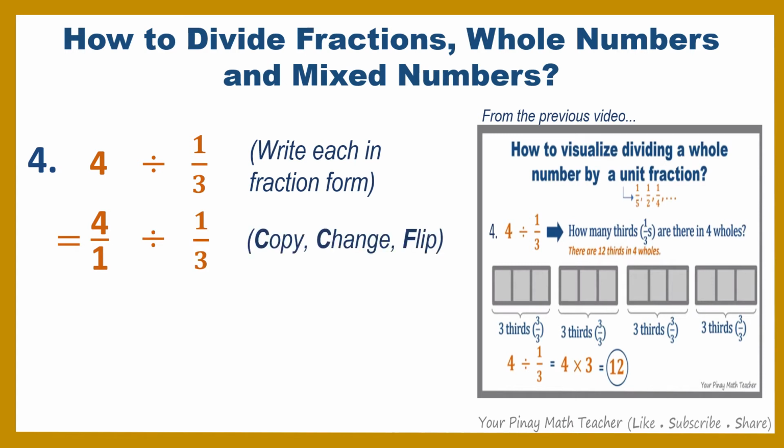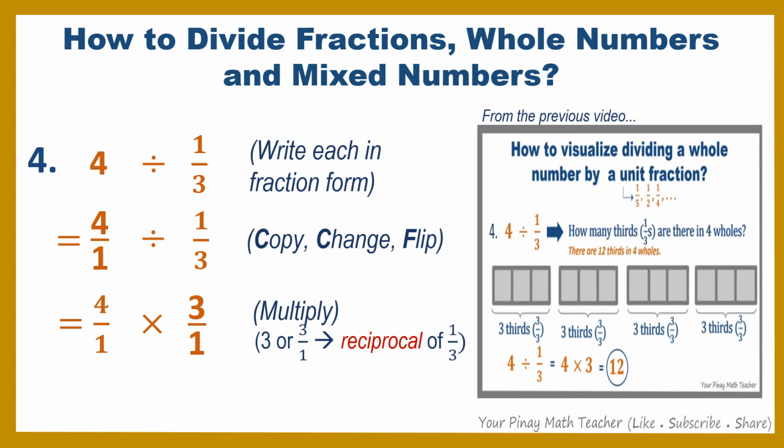Then the 3 steps, we have copy, change, flip. Copy 4/1 times 3/1. And then we multiply. And again, 3/1 or 3 is the reciprocal of 1/3. And we get 12/1, which is simply 12.